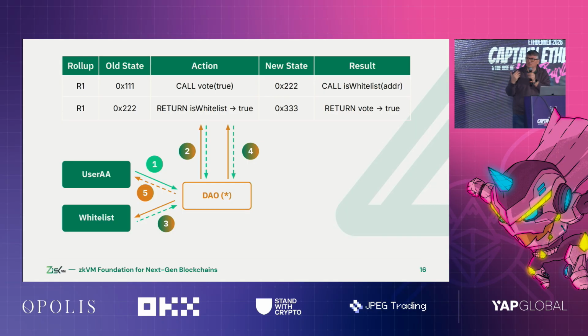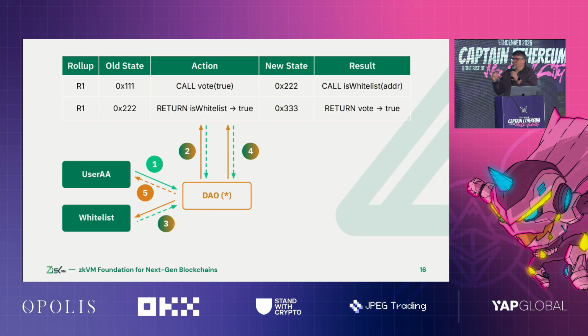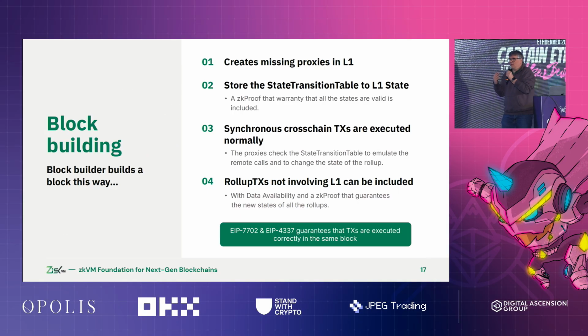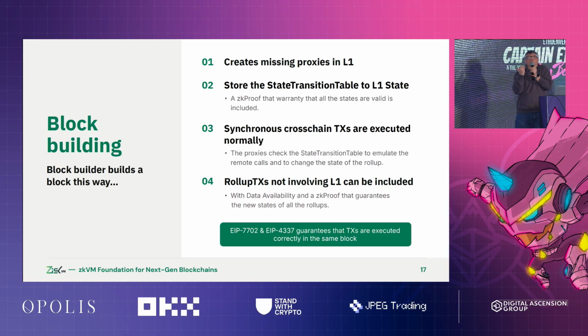So the effect here is that the user is going to be, so it's like the same thing as if they were executing one after the other, okay? So how would this process be? I mean, if you are a block builder, you want to execute this.